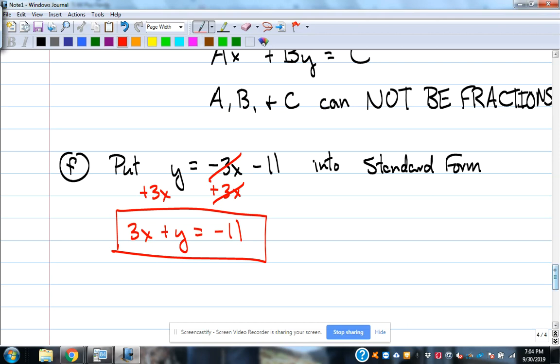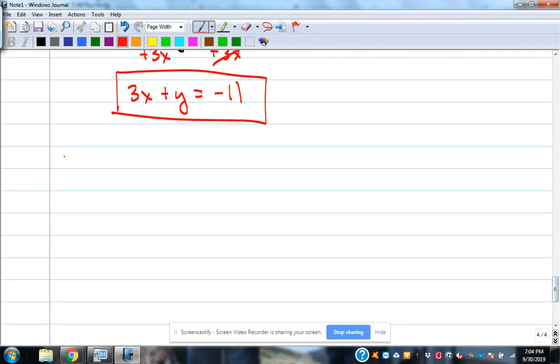So let's look at one that's got a fraction in it so we can see how we can get rid of that. Let's say we had y equals negative 6 over 5x minus 10 over 3. And we want to put that in standard form.